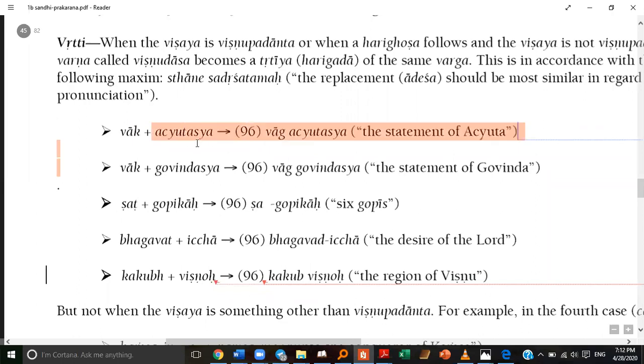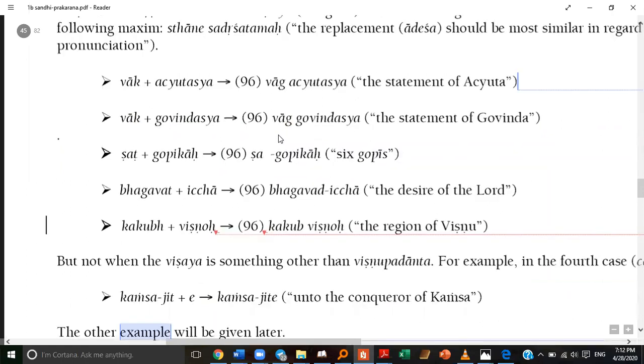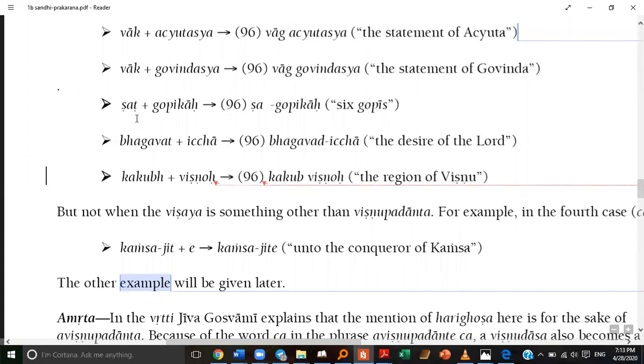Irrespective of what letter is following, no issue. The only requirement is that it should be at the end of a word. Then automatically it will convert into the third letter, the Hari Gada of its own Varga. Second example is Vak Govindasya, the same thing. Ka converts into the third letter of its own Varga. These examples are all given by Jiva Goswami himself. The third example is Shat Gopi Kaha.